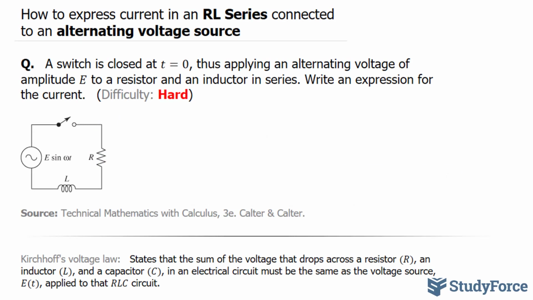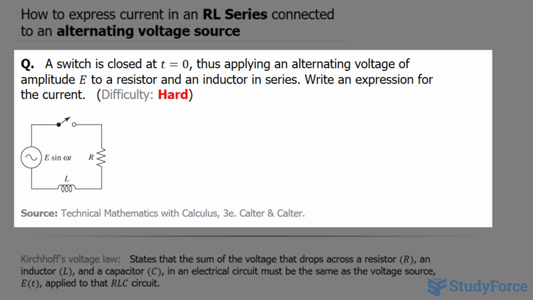In this lesson, I'll show you how to express current in an RL series circuit connected to an alternating voltage source. The question reads: a switch is closed at t equals 0, thus applying an alternating voltage of amplitude E to a resistor and an inductor in series. Write an expression for the current shown below.